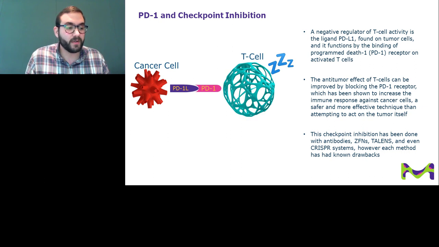This checkpoint inhibition is a very well-known technique, and it has been done with antibodies, ZFNs, TALENs, and even other CRISPR systems. However, each method has had known drawbacks, be it price, ease, or specificity. Most, if not all, of these drawbacks can be solved with our new paired Nickase RNP system. So we went to work and designed some guides that target PD-1.